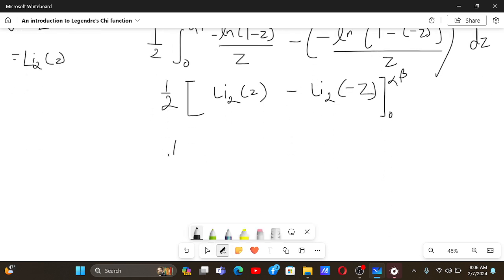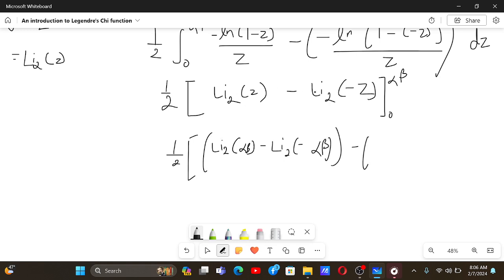Now this needs to be evaluated at both limits. We get li2 of alpha beta minus li2 of minus alpha beta, and at the other limit we have li2 of 0 minus li2 of 0, so both of them are 0, because li2 of 0 is the sum from n equals 1 to infinity of z to the power n by n to the power s, and if we substitute z as 0, this is just 0 to the power n, which is 0. And even if those were not 0, both of them would have cancelled each other out, so 0.